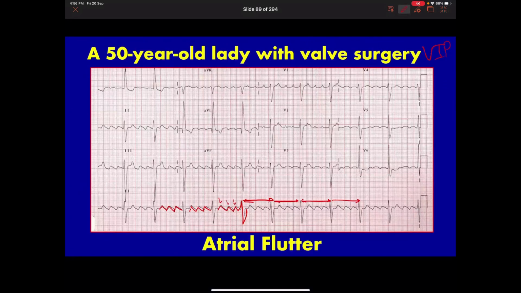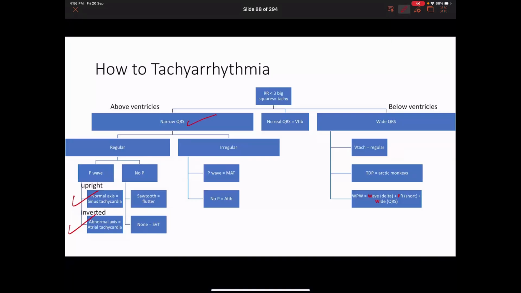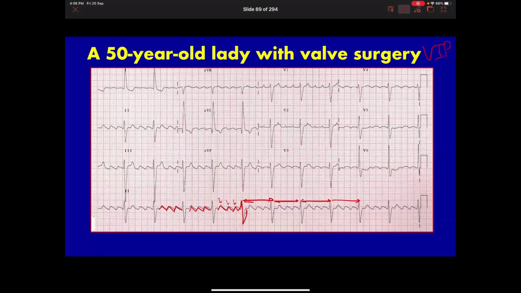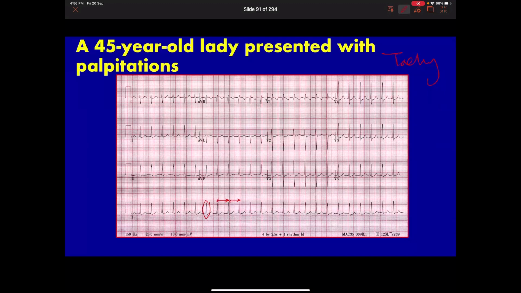If you look at the table, yes, narrow QRS, regular, no P wave, and it's definitely not an atrial flutter. There's no sawtooth, so it's SVT. Okay, so this is supraventricular tachycardia.